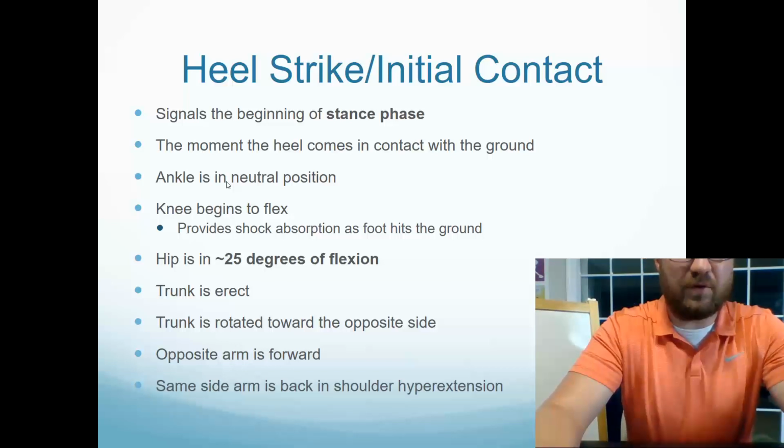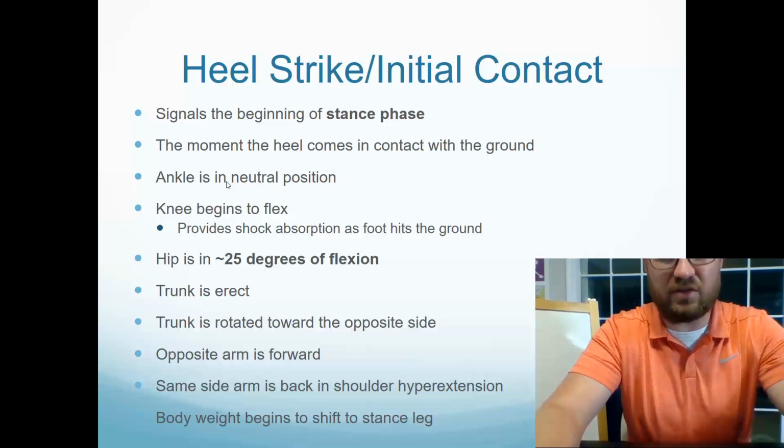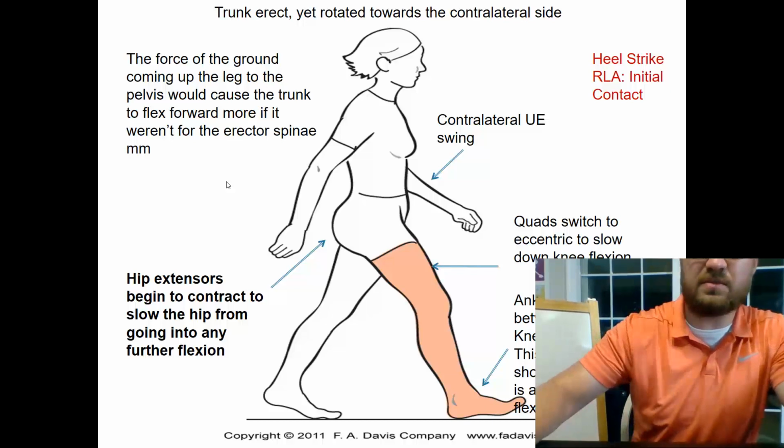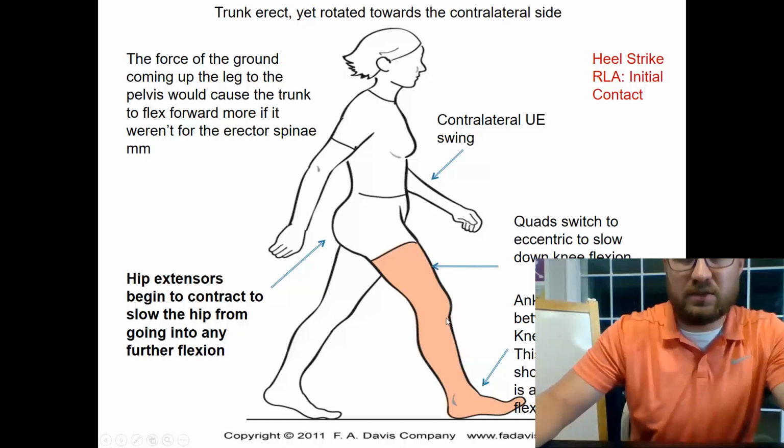Opposite arm is forward to counteract that right rotation, and same side arm is back in hyperextension, or extension as we call it. And the body weight begins to shift onto the stance leg. All right, so let's look at what is going on, especially in our lower extremities.